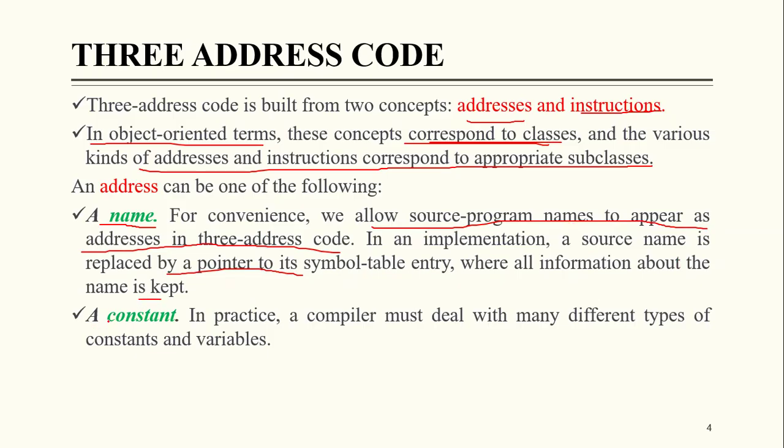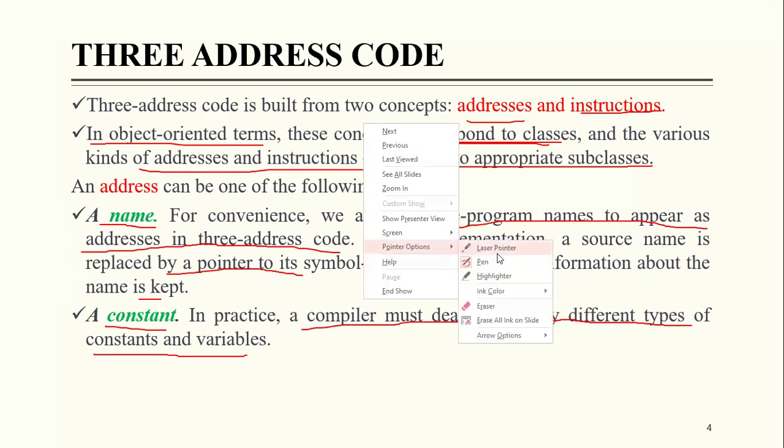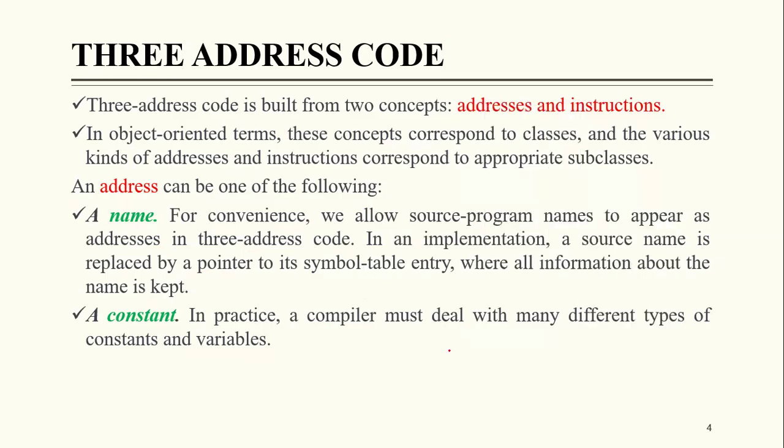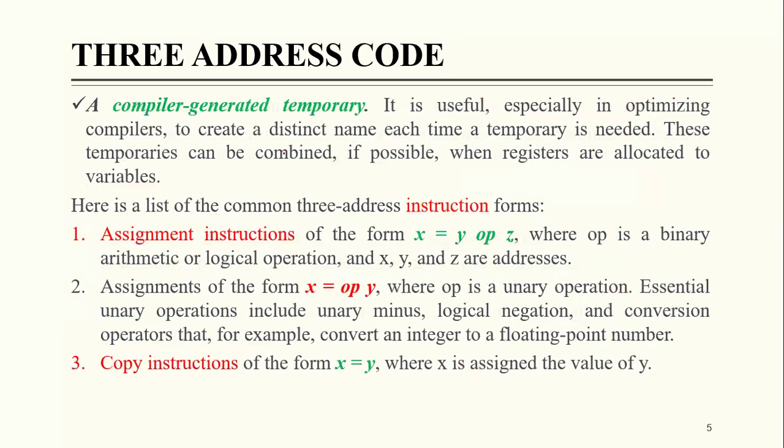The second form of the address is constant. In practice, a compiler must deal with many different types of constants and variables. And the next one is compiler generated temporary. It is very useful, especially in optimizing compilers, to create a distinct name each time a temporary is needed. These temporaries can be combined if possible when registers are allocated to variables.